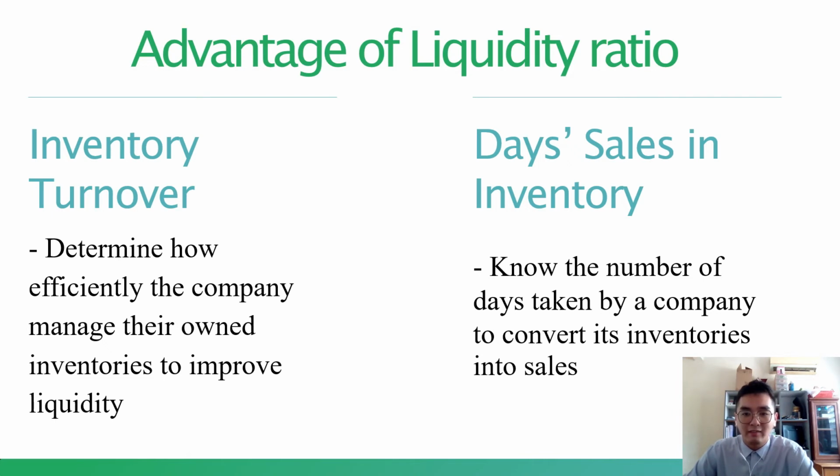The advantage of day sales in inventory is that the company can know the number of days taken to convert its inventory into sales. So the low ratio means that the company has the ability to convert inventory into sales in a shorter period. It can increase cash flow and liquidity as the handling cost is minimized. When the ratio is high, it means that the company is buying too much inventory or that sales are bad. The company can decrease the purchase of inventory and try to increase its sales.